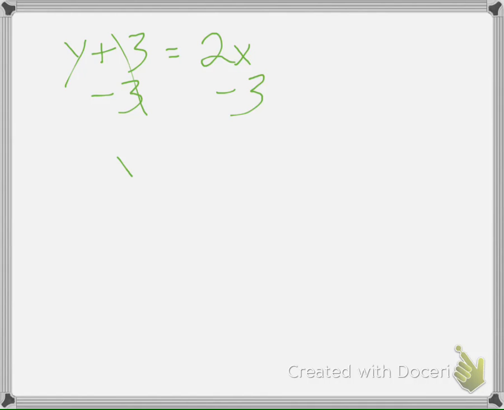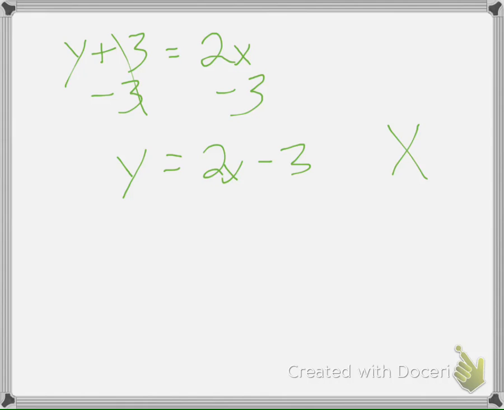So I get y equals, and now these 2x and minus 3 are not like terms. You can't combine a variable with a constant. So this is just going to be 2x minus 3. Is that direct variation? No, because I have multiplication but also subtraction. So that will be incorrect.